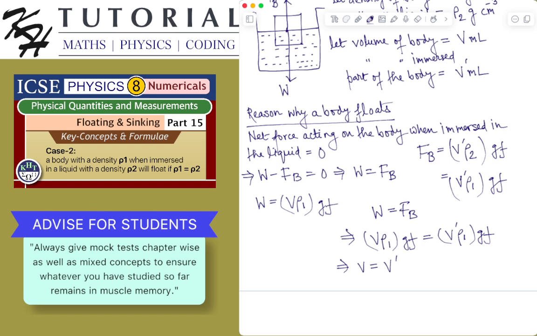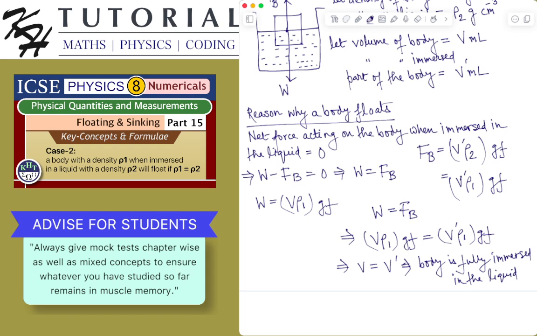So what does it mean? V dash equals V means the volume of the immersed part of the body is equal to the volume of the body. This means that the body is fully or wholly immersed in the liquid.